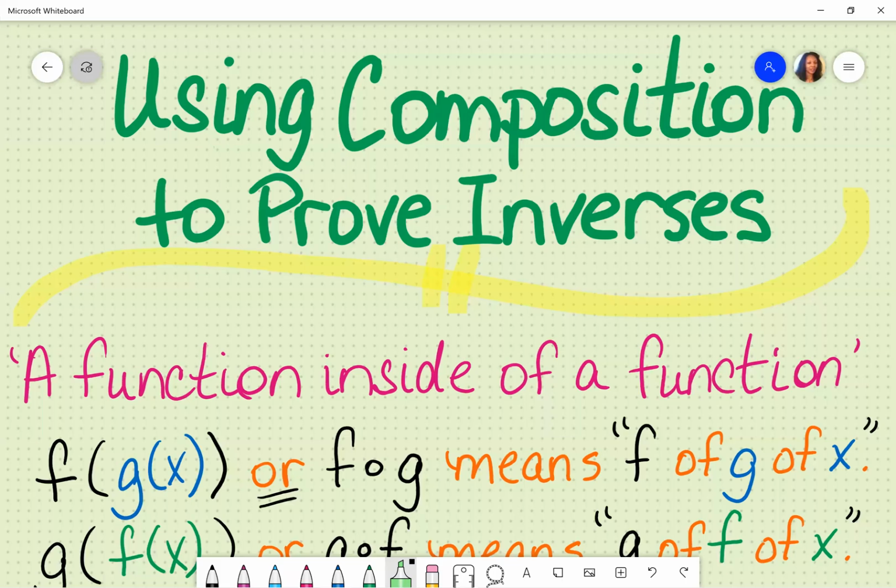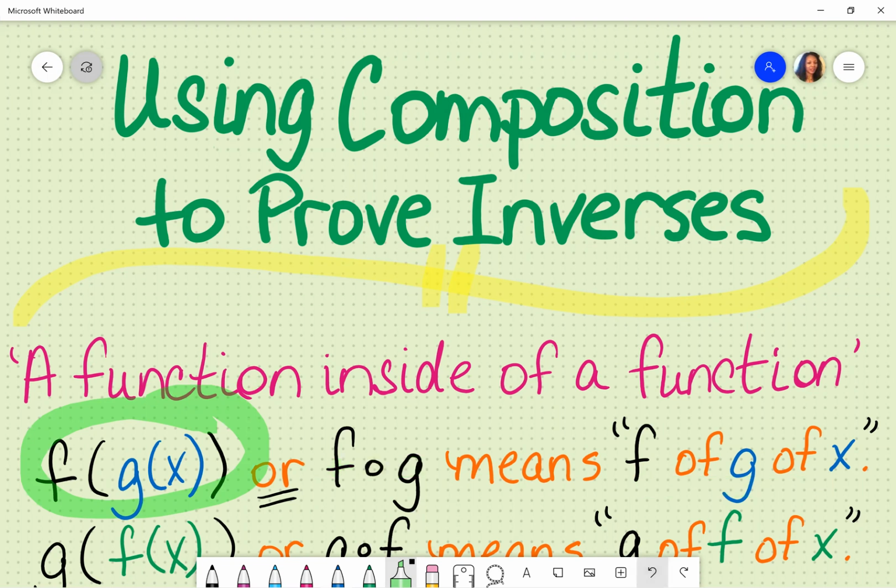All right, so we're going to use composite functions to prove inverses. So basically, a composite function is a function that's inside of a function. So you might see a notation that looks like this and wonder, oh my gosh, what is that? You also might see one that looks like this. It means the same thing. The way that you read it is f of g of x.